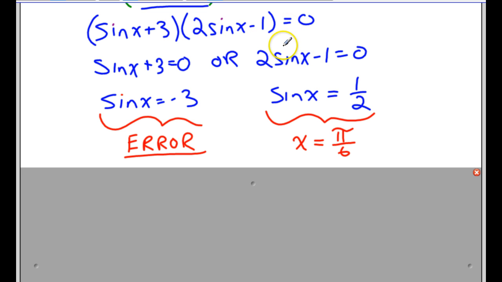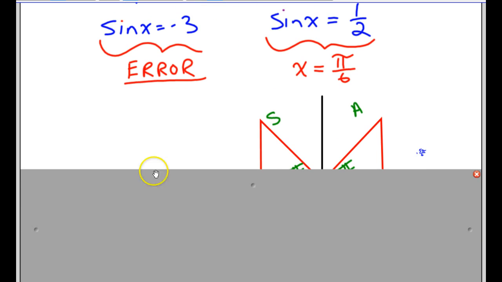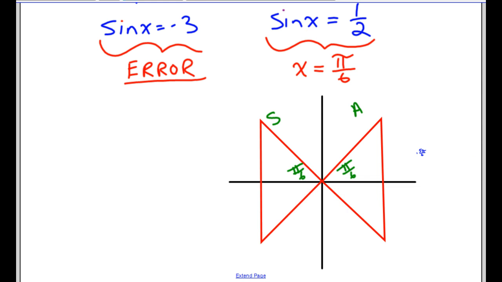Over here, 2 sine x minus 1, add the 1 to both sides, divide through by 2, and we find that sine x is 1/2. That occurs when our angle is 30 degrees, or pi over 6. And so now we finish up much the same way we did in previous questions. I'm looking for positive values here for sine. CAST rule, I learned it as all soup turns cold, so they're actually in order. But the first and the second quadrant are the two I'm interested in.